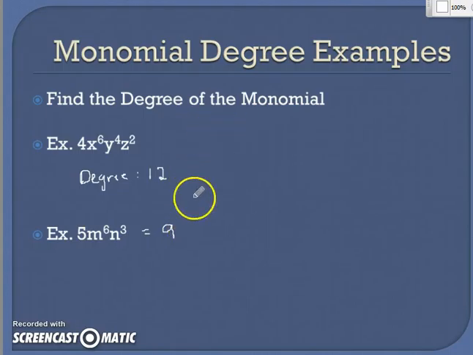This one down here, 6 and 3, would have a degree of 9. If your variable does not have a number with it, so m to the 6th, n to the 3rd, let's say we had an o on the end. If there's no number there, think of it as always having an exponent of 1. So you can add that 1 on there.